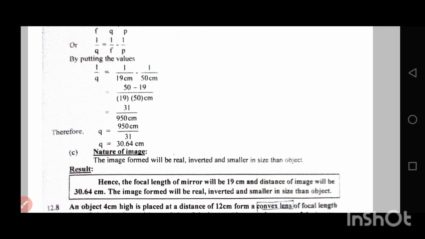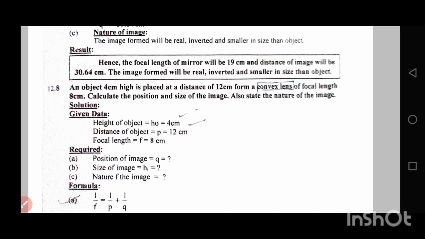So dear students, now we discuss numerical 12.8. An object 4 cm high is placed at a distance of 12 cm from a convex lens of focal length 8 cm. Calculate the position and size of image. Also state the nature of the image. Dear students, in the statement we are given the height of object, that is HO is equal to 4 cm, distance of object, that is P is equal to 12 cm, and focal length F is equal to 8 cm.